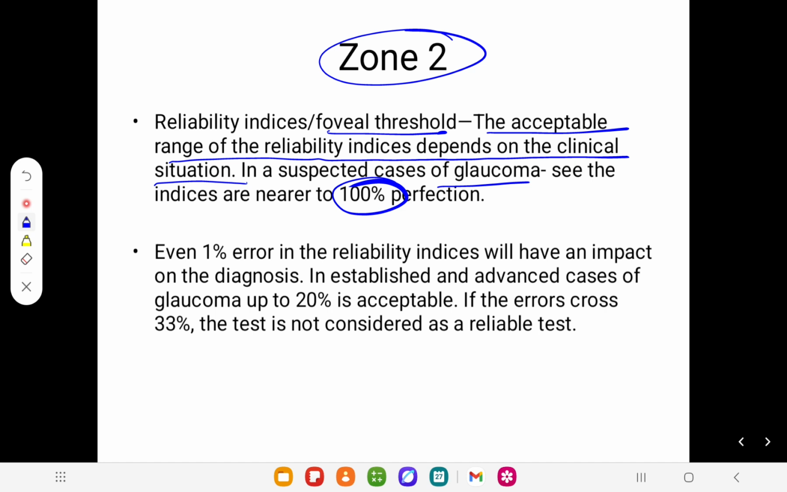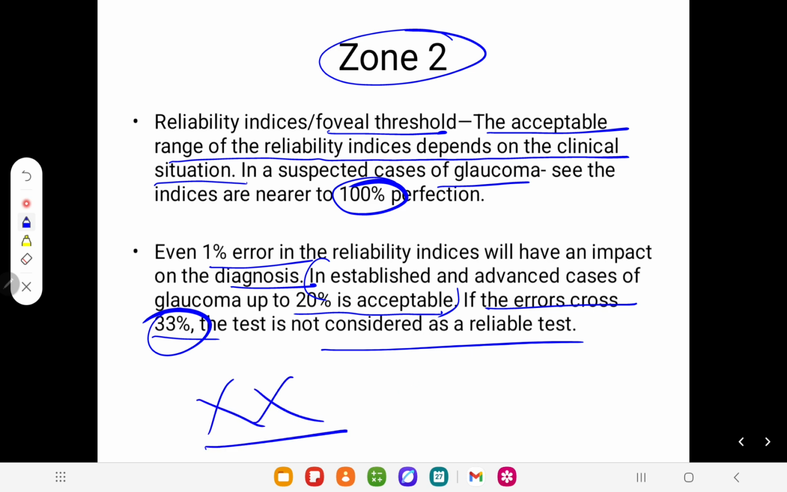So in case of a glaucoma suspect, you have to be so cautious about reliability indices. Even 1% of the reliability indices will have an impact on the diagnosis. That's very important. In established and advanced cases of glaucoma, up to 20% is acceptable, because visual acuity already goes down and the visual field is narrower. In that case, we can understand that a little fluctuation is acceptable. If the error crosses 33%, it is not considered reliable in any case, and there will be an XX in the monitor.